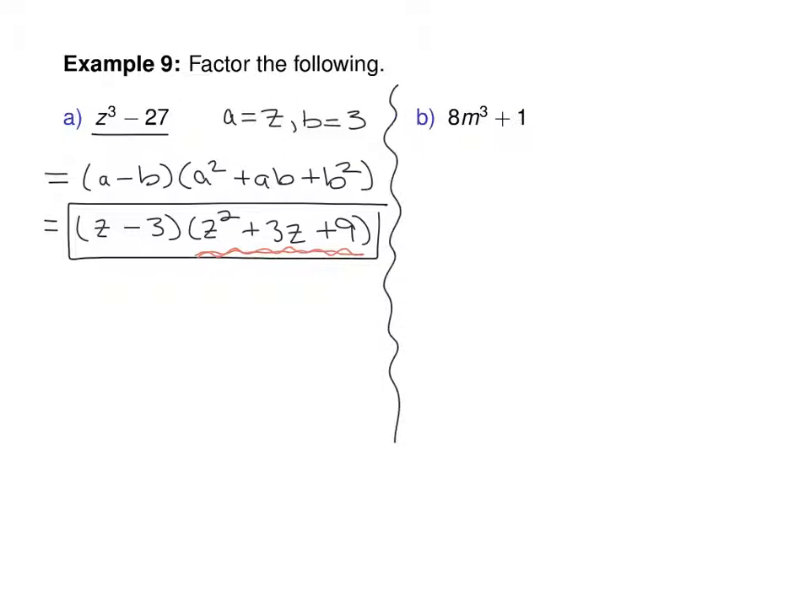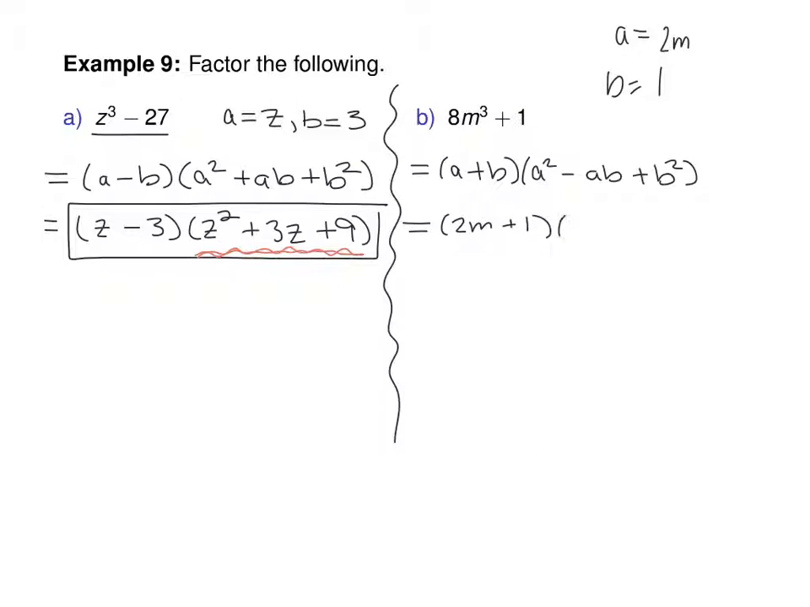Now for this next one, we're going to use the plus formula. So that is a plus b, a squared minus ab plus b squared. And a is the cube root of 8m cubed. So a is 2m, and b is the cube root of 1, which is just 1. So this will factor into 2m plus 1 times, now 2m squared is 2m times 2m, which is actually 4m squared, minus 2m plus 1.